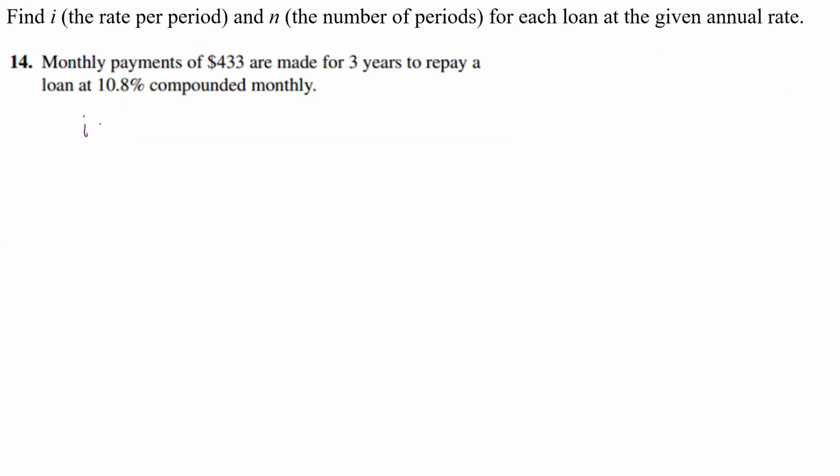Well, I is going to be your rate. That's as a decimal 0.108. It's compounded monthly, so we have to divide that by 12. If we take 0.108 divided by 12, let's do that on our calculator here. We get 0.009 per month. Now, the other thing we're supposed to do is find n, which is the number of periods. If we did it for 3 years, there's 12 months in a year, so it's going to be 3 times 12, which gives us 36 months. So that one wasn't too bad.